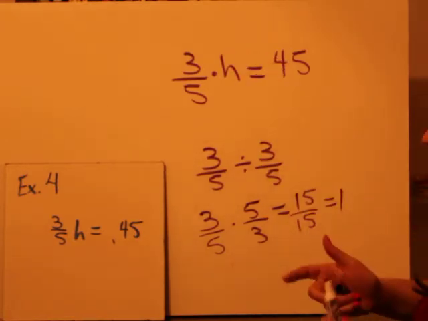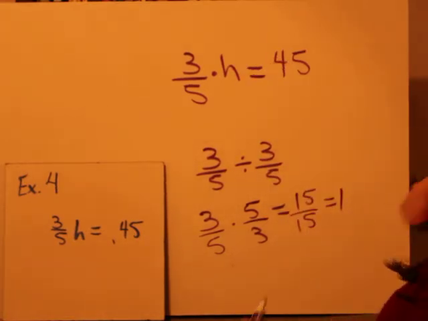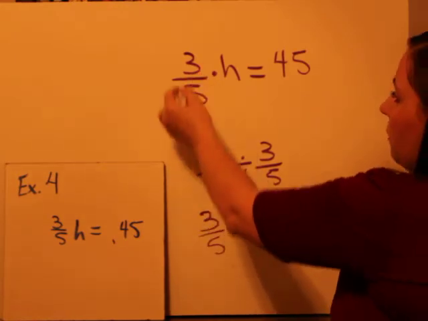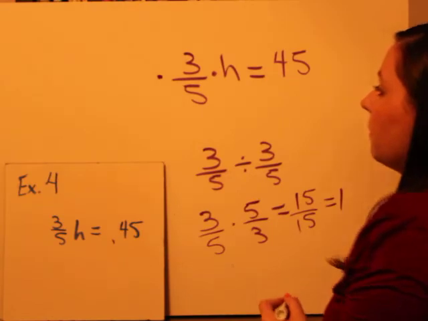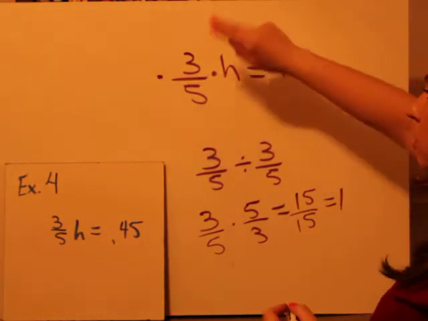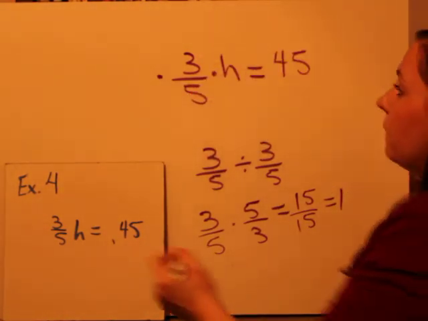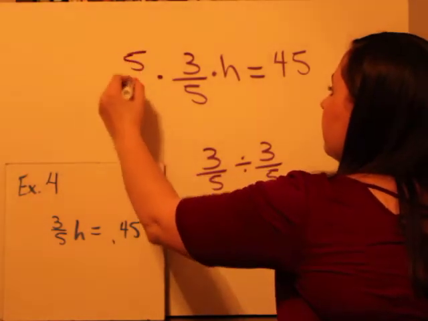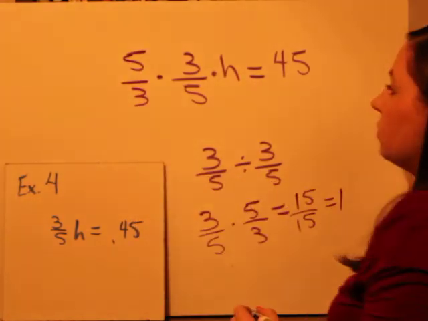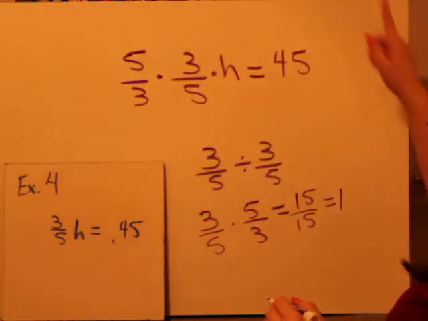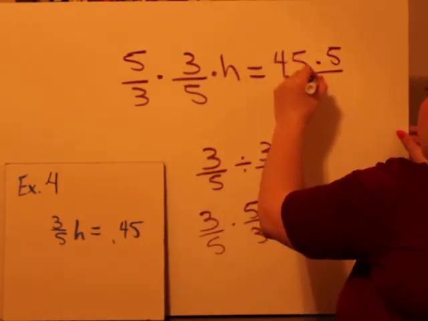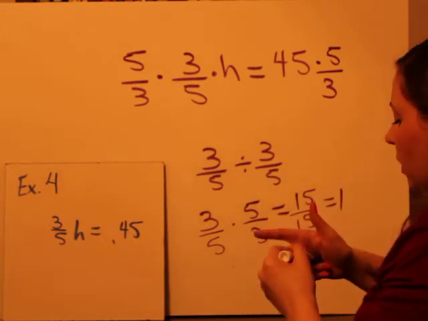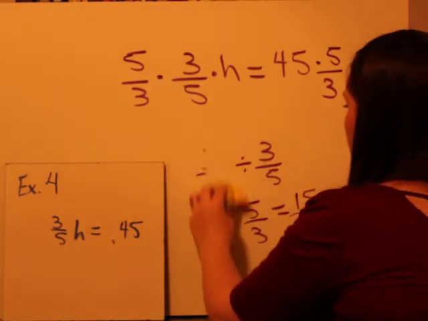So the way this is going to look for an equation, you're going to go 3/5, your fraction in front, multiply by the reciprocal. So the reciprocal of 3/5 is going to be 5/3. And if we multiply this side by 5/3, got to multiply this side by 5/3 as well. So let me clean up our workspace.